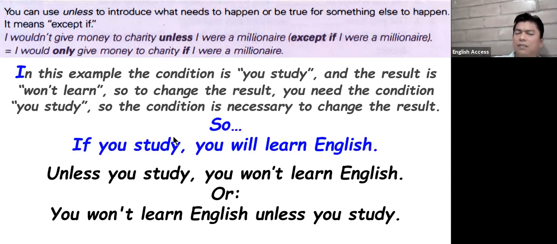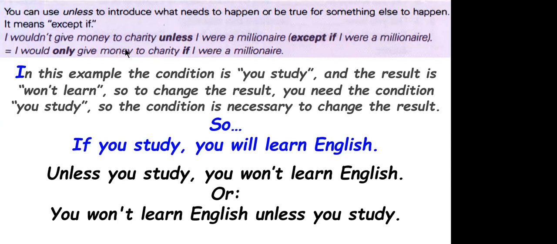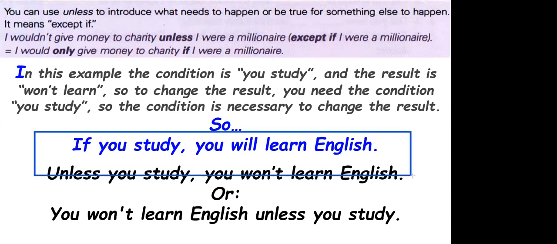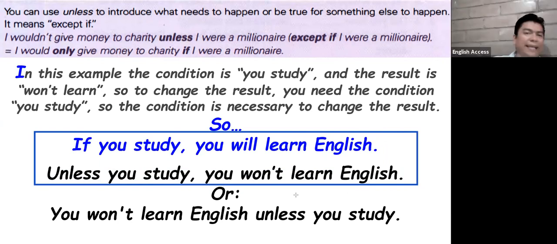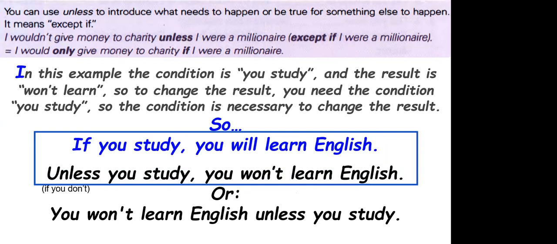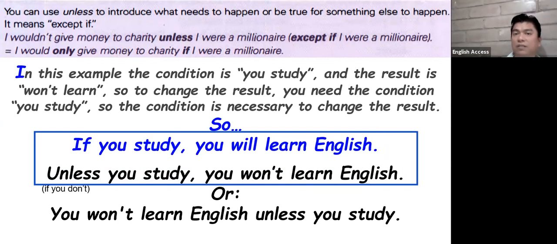Yes? So if you study, you will learn English. These are the same. They are the same idea. If you study, you will learn English. Unless you study, you won't learn English. So unless is another way of saying the negative form: if you don't study, you won't learn English. Is that correct?